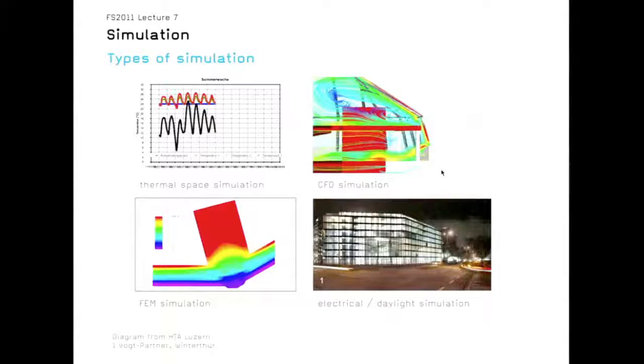Here are some types of simulation. The thermal space simulation, here you have the time axis, here you have the temperature axis. The CFD simulation, the airflow simulation, the FEM, the finite element analysis simulation here of a joint, and the electrical daylight simulation that you can put on a schedule or simulate schedules in buildings that you don't want to have dark overnight, are just a few examples.